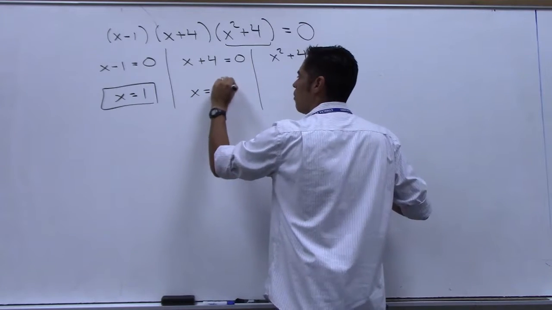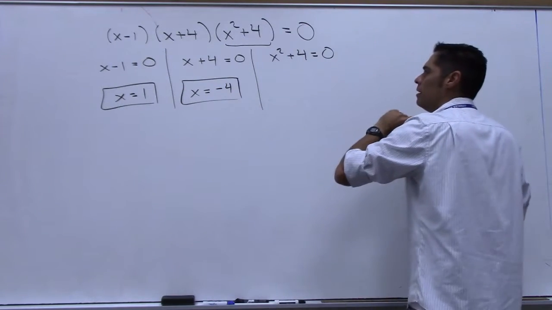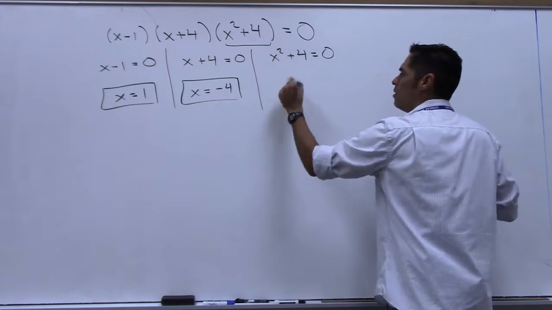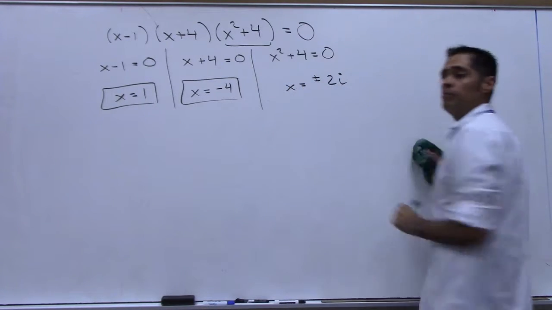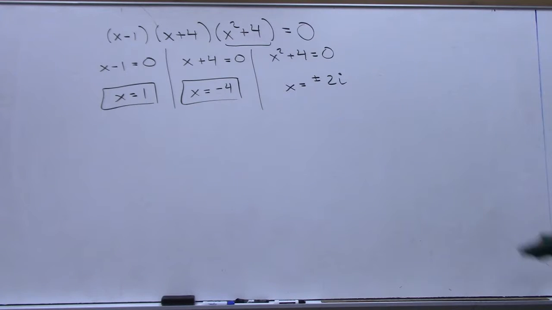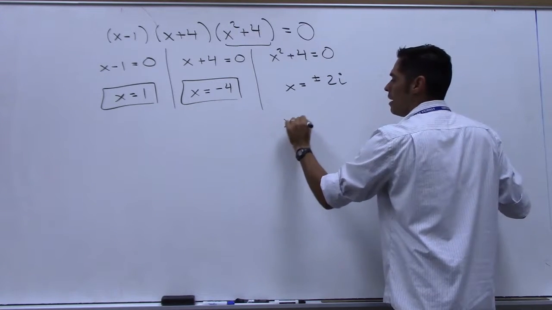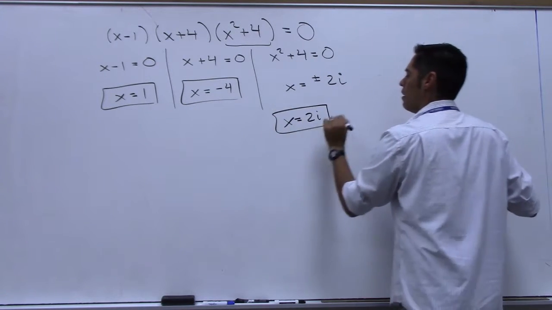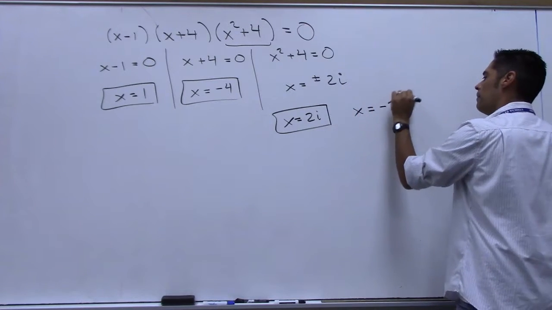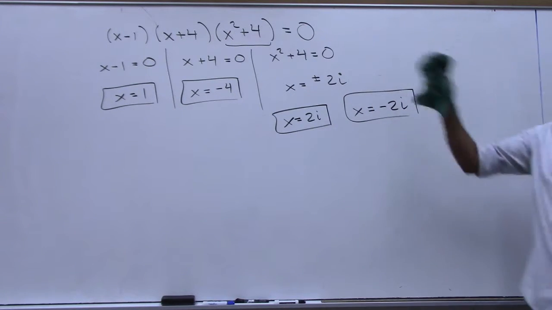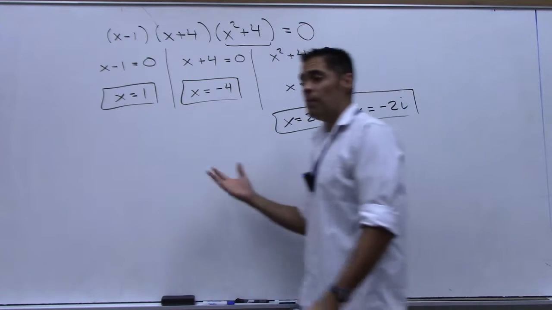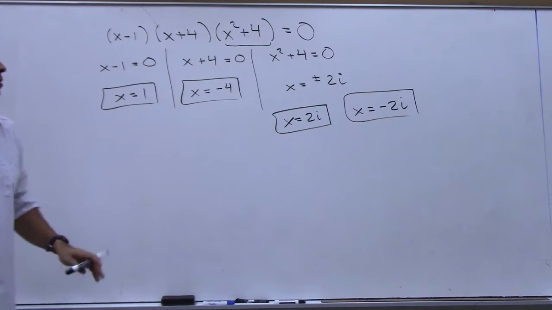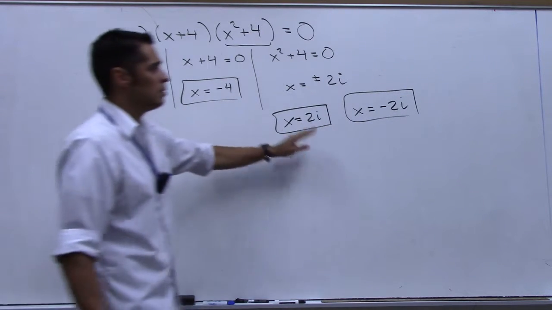x is negative 4. Okay. And then this one, you would have to move things over. You get x is equal to plus or minus 2i. We just did that problem? And so that means you have two other additional answers, 2i and negative 2i. So if you were asked on this problem to solve it and include all complex solutions, then you would have a total of how many answers here? 4, right? 1, 2, 3, 4.